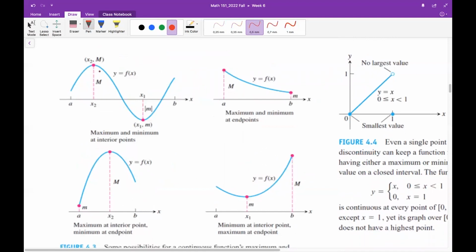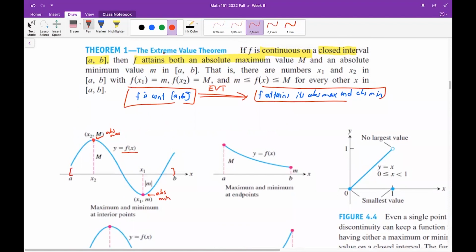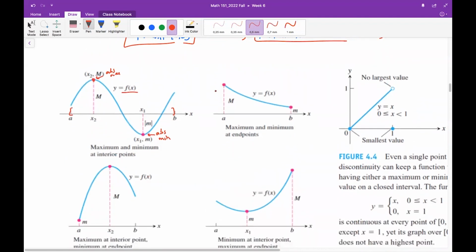Okay, this is our function y equals f of x, and over the closed interval [a, b], there is no problem about continuity, you see. So this point is the highest point, the absolute max, and this point is the lowest point of it, the absolute min. And over this closed interval, by the extreme value theorem, we are sure that our continuous function takes its absolute max and absolute minimum value. Or the situation may be like this. By the way, these absolute maximum values here are attained at some interior points, which are x1 and x2.